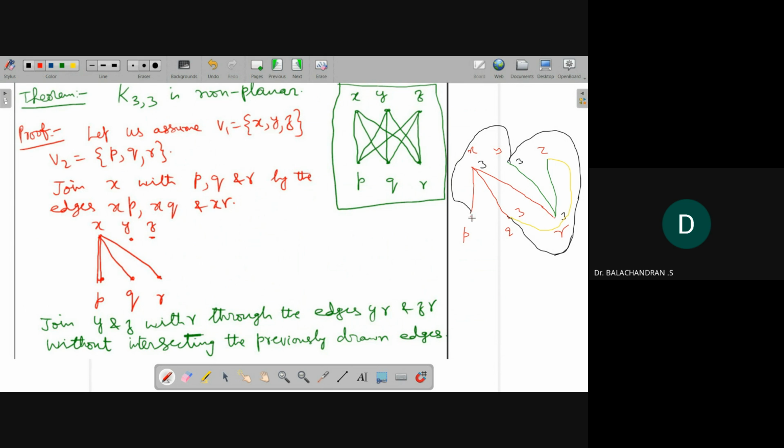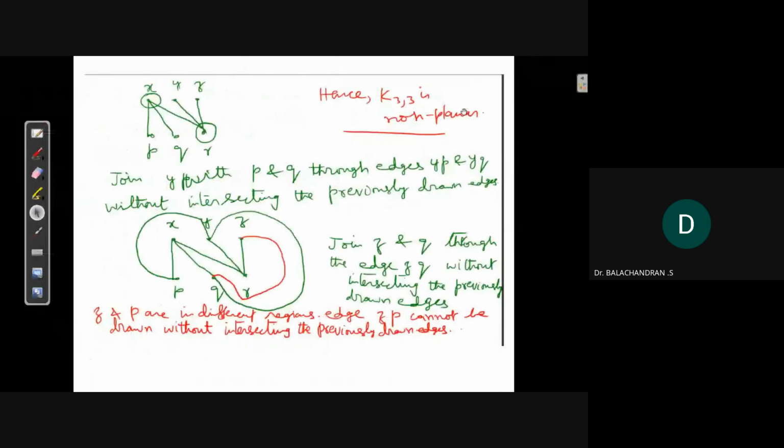If I go like this, again it will cross somewhere else, this edge. If I go like this also, it will cross this edge. So P and Z are in different regions. You can see here, Z and P are in different regions. Edge ZP or PZ cannot be drawn without intersecting the previously drawn edges. And hence what? K33 is non-planar.